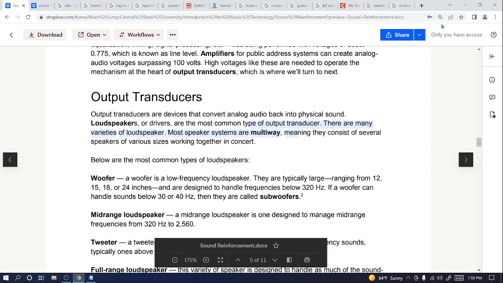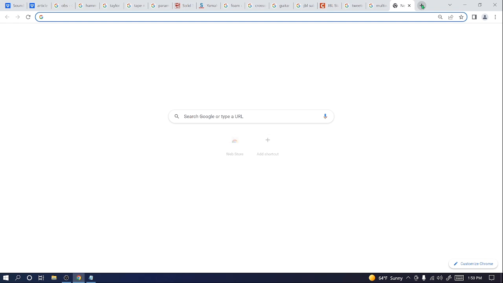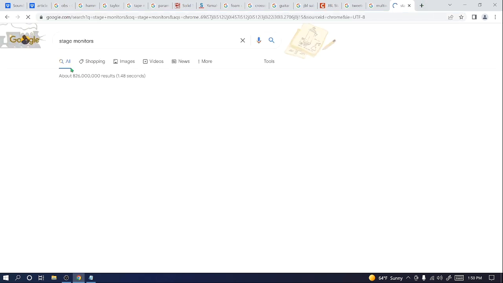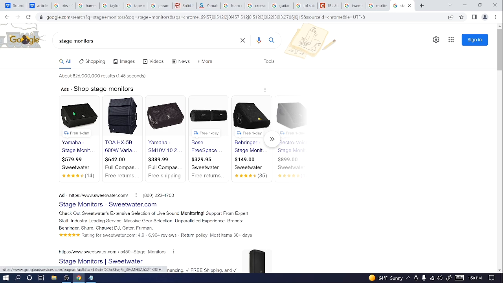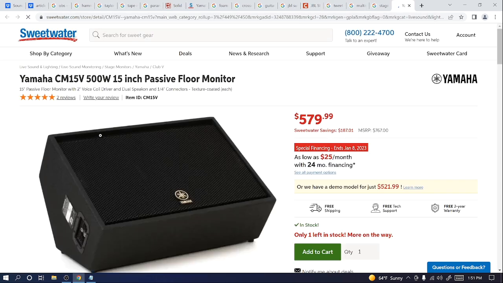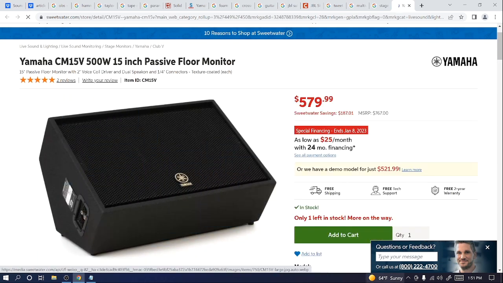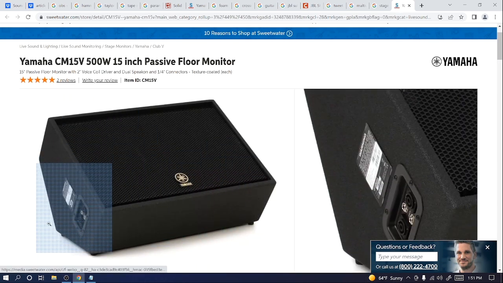So most monitor systems aren't multi-way. Probably just have a cabinet like this with, you know, maybe a woofer and a tweeter built in. Sometimes they're called tilt-back speakers because they got this cabinet that allows them to sit on the floor and be tilted back sideways like that. So that's a monitor.